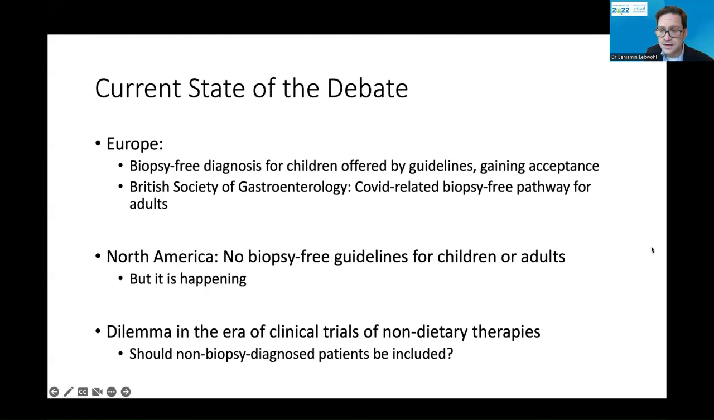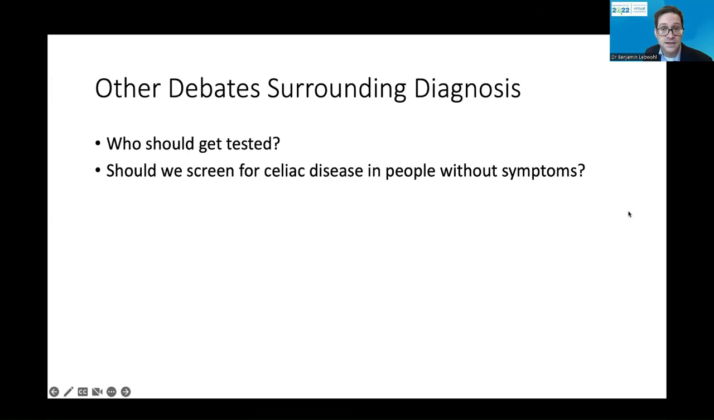So I think that we need to really consider that in this era where people are skipping the biopsy by means of guidelines or not. I should mention, just before closing, there are other debates surrounding diagnosis that are frankly beyond the scope of this presentation. In other words, who to test in the first place remains an area of some uncertainty and of controversy. And then what about screening for celiac disease in people who feel perfectly fine, have zero symptoms? Is it worth getting them diagnosed, biopsied, and putting them on the gluten-free diet?